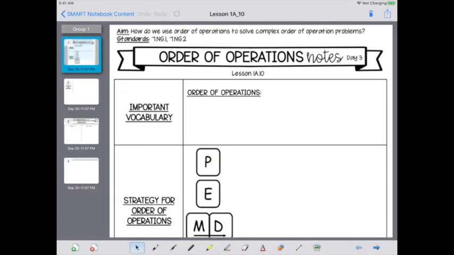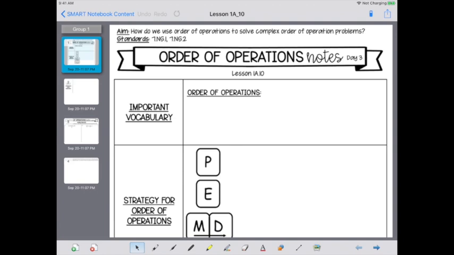Let's get to it. So welcome back. We are on our lesson number 10. This is day 3 of order of operations, using everything that we've learned with order of operations, positive and negatives, in this lesson today. So our aim is, how do we use our order of operations to solve complex order of operations problems? Day 3.